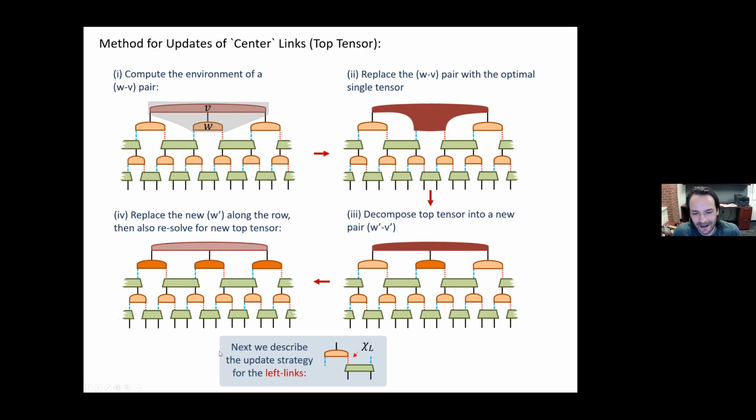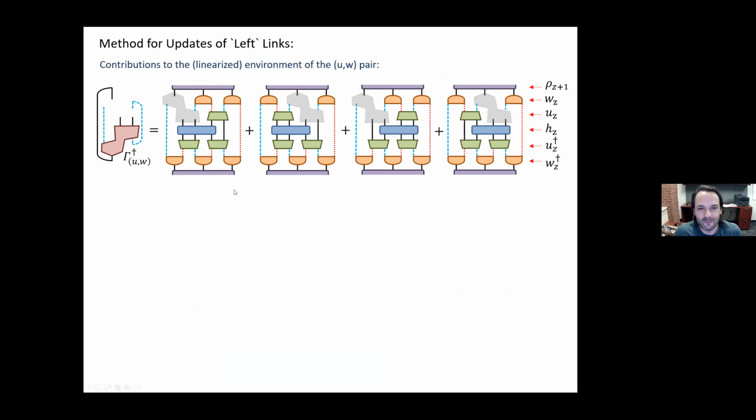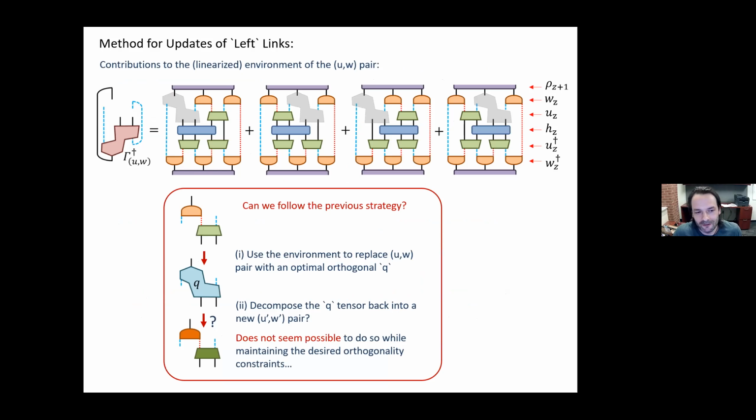So next, we describe how to do it in the case where an isometry is connected to a disentangler in this more difficult configuration, with these left links. Again, if I'm computing the environment of this pair of tensors, I have some relatively simple diagrams I need to evaluate in order to get the environment of this WU pair. So can we follow the previous strategy of replacing this pair of tensors with a single tensor that minimizes the energy and then decomposing this back into a pair of tensors? I would say this doesn't seem possible, or at least I don't know a good way of doing this directly. There's no way of decomposing this Q tensor into an isometry and something which is orthogonal between two and two.